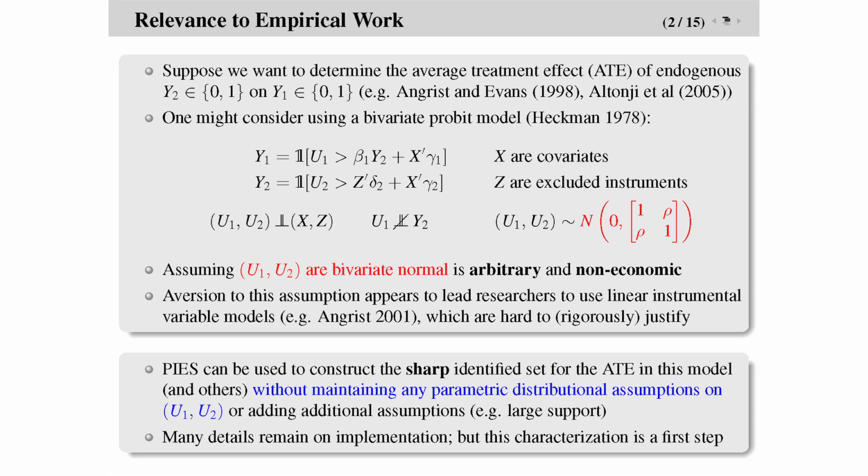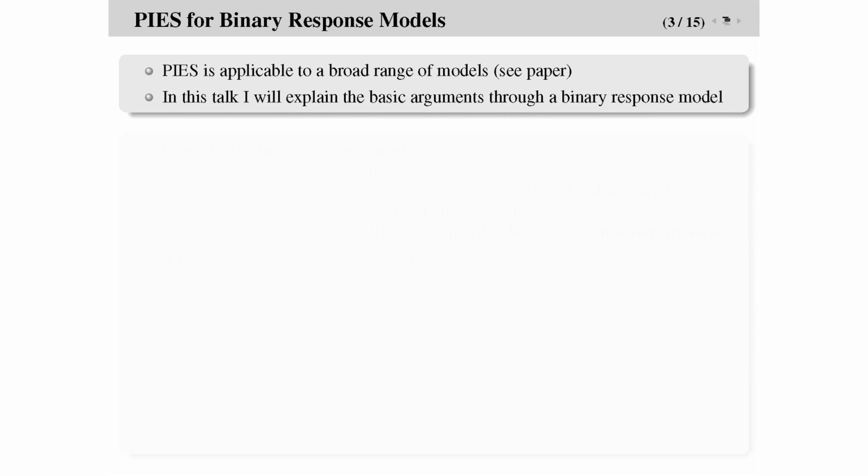What I'm going to show you today is not ready for prime time, so there are a lot of details that remain on implementation, but characterizing the identified set in this type of model is a first step. So if you agree with me that getting rid of the normality assumption is an important motivation, well, this is a first step. Okay, so how does the argument work? I should mention it's applicable to a broad range of models, but I'm only going to talk about binary response models today to keep notation as simple as possible.